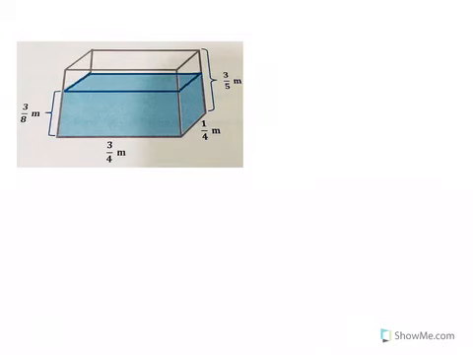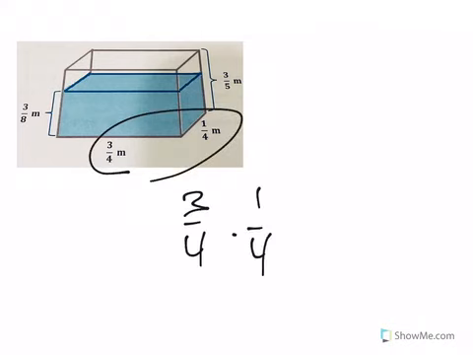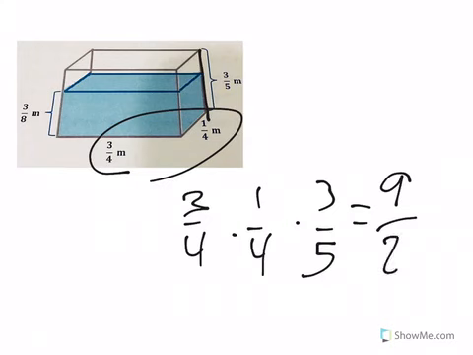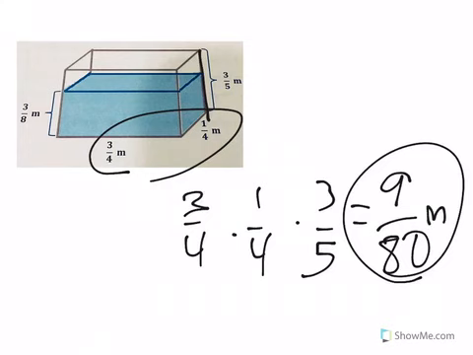Okay, let's take a look at this question. If this is our fish tank, what is the volume that the tank can actually hold? Well, we're going to find our base here, so we have 3/4 times 1/4, and the height of the whole thing, forget the fact that it's not all the way full, we want to know how much it actually can hold. The height of the whole thing is 3/5. So we end up with 3 times 1 is 3, times 3 is 9, 4 times 4 is 16, times 5 is 80. We end up with 9/80 meters cubed.